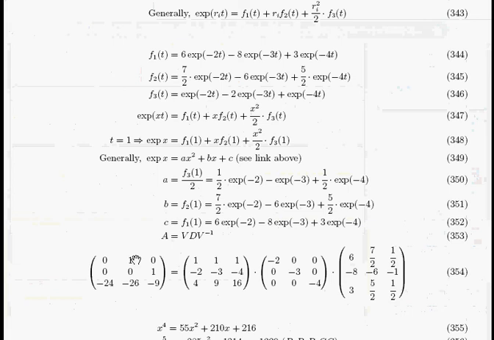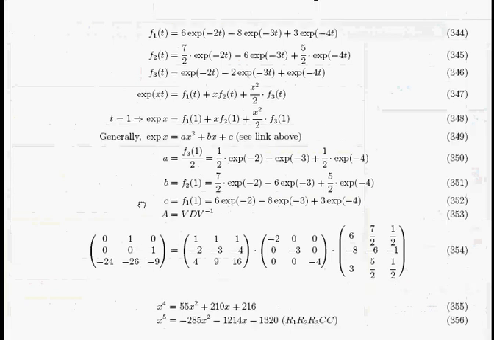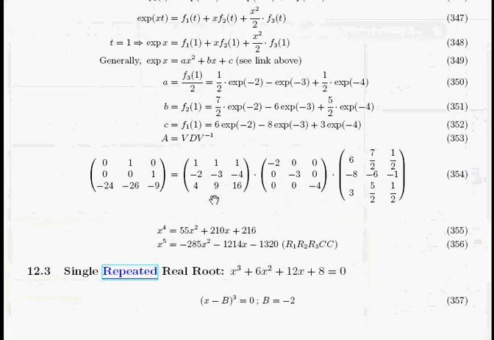Diagonalization of this companion matrix, we have minus 2, minus 3, minus 4 in the diagonal. The 3 eigenvectors on the left and the V inverted on the right. We do the calculations for x4, do the calculations for x5. This is an example.